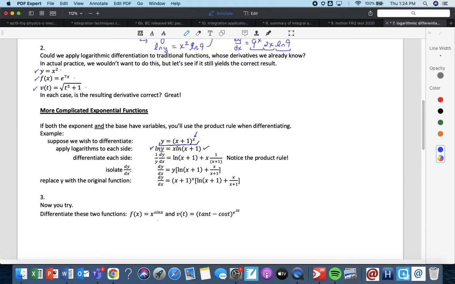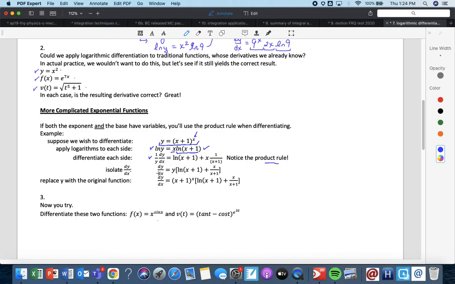Now we'll take the derivative over here using the chain rule. We get 1 over y dy dx as we have before. On this side, this is a product, x times ln of x plus 1. So we have to use the product rule. So u prime v will be 1 times ln of x plus 1, plus u, which will be x, and then v prime, which is 1 over x plus 1. So I use the product rule here to express the derivative. And that was because I have an x times something else involving an x.